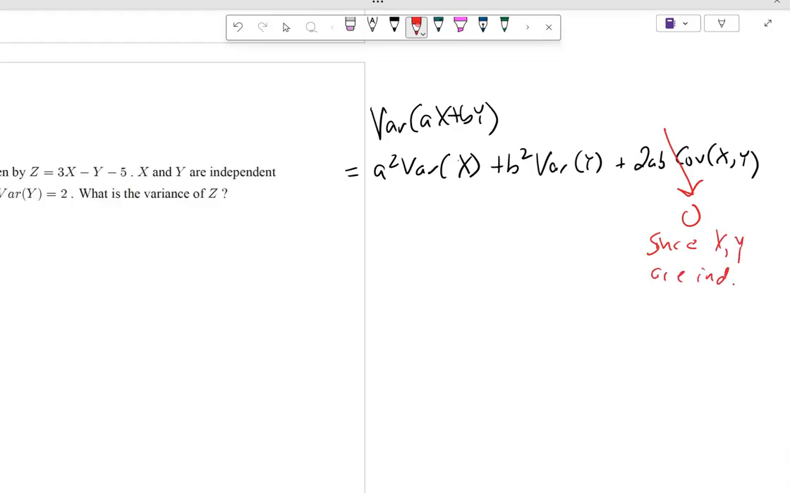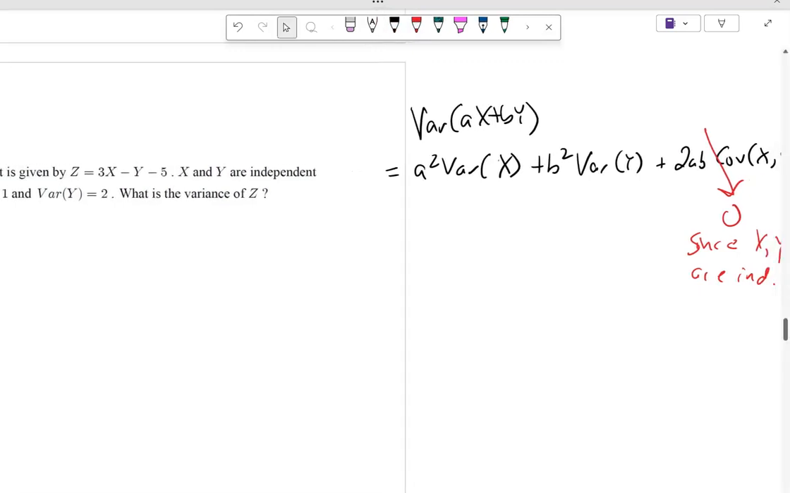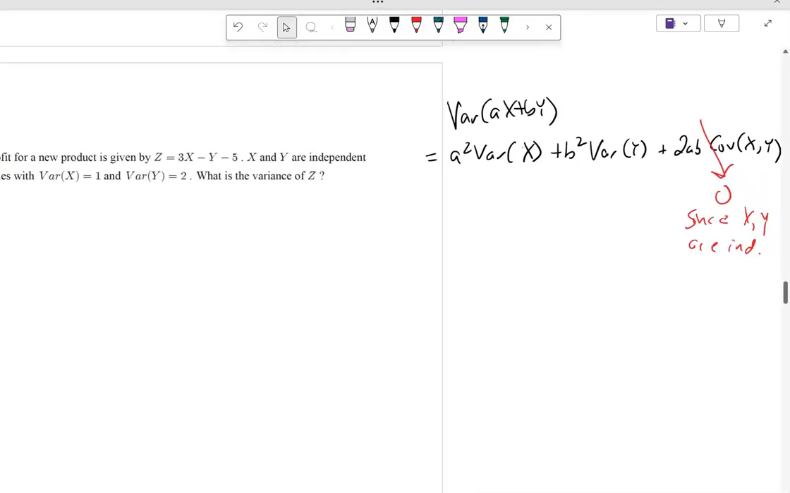All right. So going back over to our problem then, what's the A value? And the B value is -1. Good. So the variance of Z will be what? Good. 9 times the variance of X plus the variance of Y.